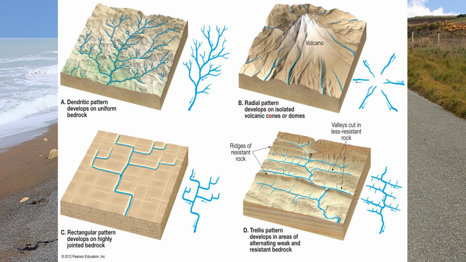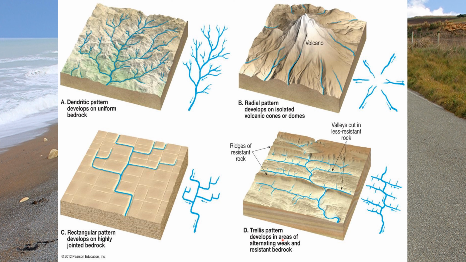Radial patterns are going to tend to develop on isolated volcanic cones or domes, and so they kind of flow out as if this was the center of the circle and they were the radii, ergo the term radial pattern. Rectangular patterns are going to happen on rock that is highly jointed. We talked about this earlier in the year, and so you're going to get this much more blocky pattern, kind of looks like a cladogram that you would see in a biology class or something, but you get this much more geometric pattern that you see here.